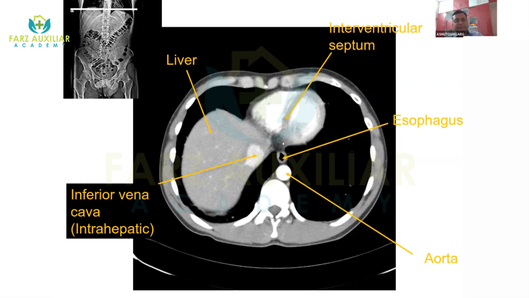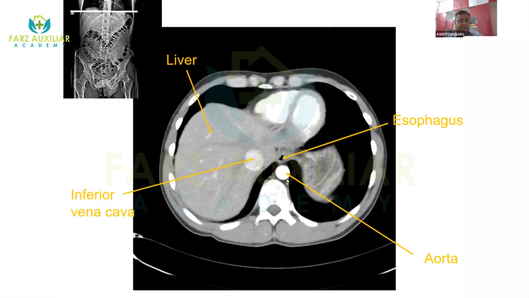This is interventricular septum. This one is the right ventricle. This is the left ventricle, and this rounded structure is the esophagus, and this rounded white structure is the aorta. Then inferior vena cava moves through the liver. This is the liver portion.